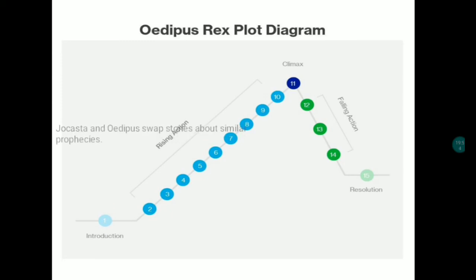After that, we come to know that Jocasta and Oedipus swap stories about similar events.